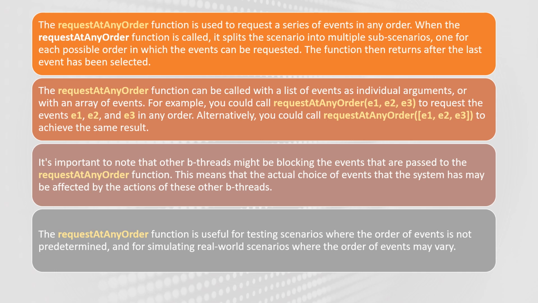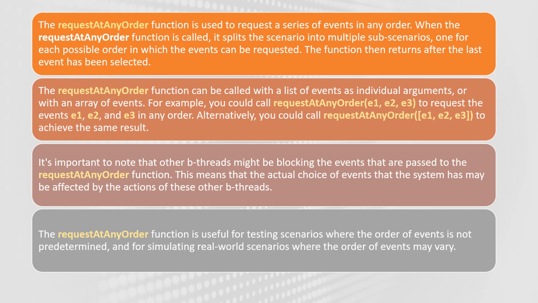The request at any order function is used to request a series of events in any order. When the request at any order function is called, it splits the scenario into multiple sub-scenarios, one for each possible order in which the events can be requested. The function can be called with a list of events as individual arguments or with an array of events.